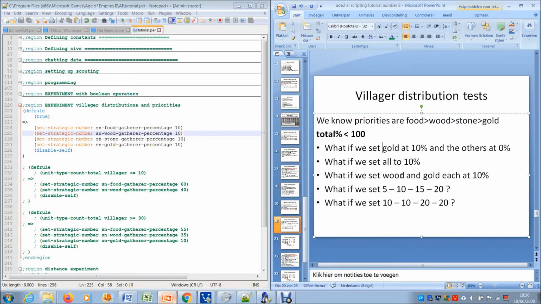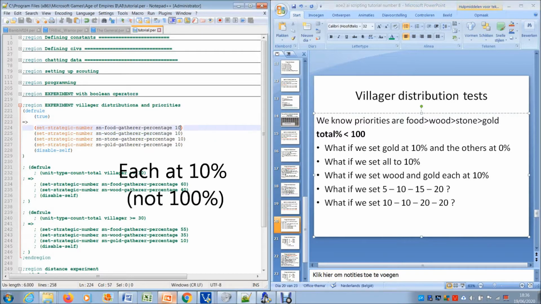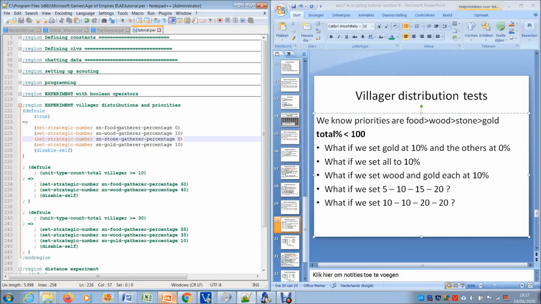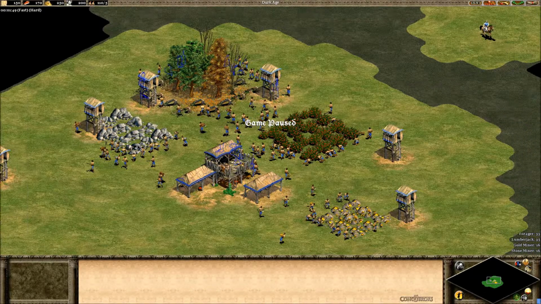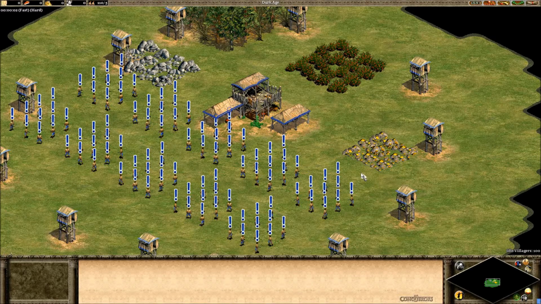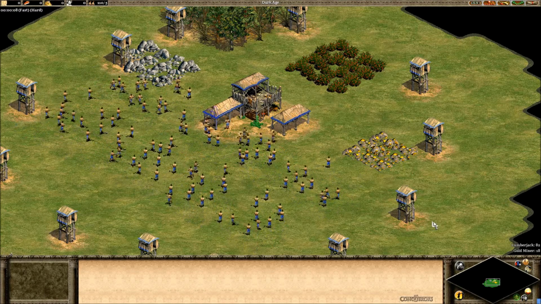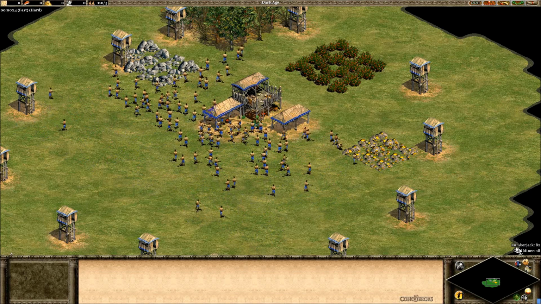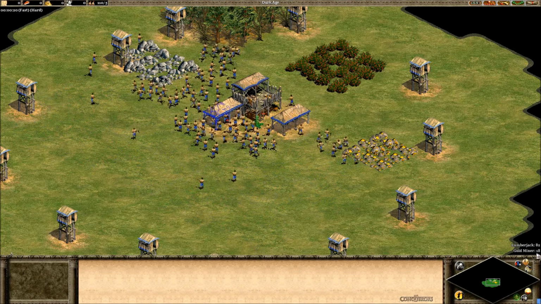So what if we set, for instance, wood and gold each at 100%? Food at 0%, because we know that food is the highest priority. Will it give the same result as stone or something different? And will wood give the same result as gold? 82 go to wood, 18 go to gold.